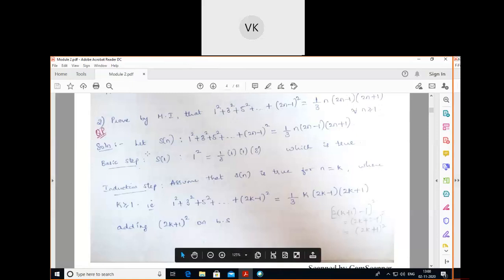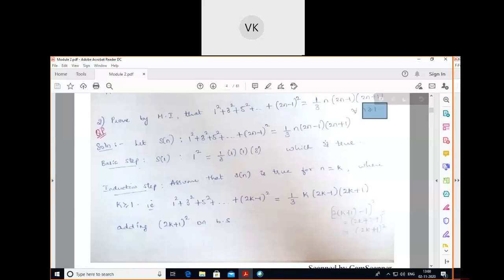The initial thing we know is that S of n is 1 square plus 3 square plus 5 square and so on, (2n minus 1) whole square, is equal to 1 by 3 n into (2n minus 1) into (2n plus 1). The given thing we have taken like this, that S of n is equal to the given thing. The basic step is what here? We have to prove that LHS is equal to RHS for n equal to 1, because the initial value of n is 1, as he has given here. So I am going to check the basic step with n equal to 1.